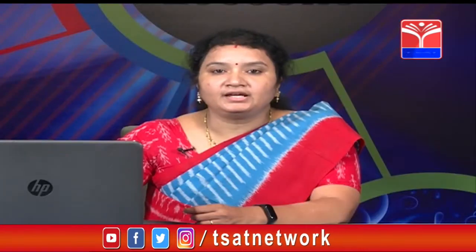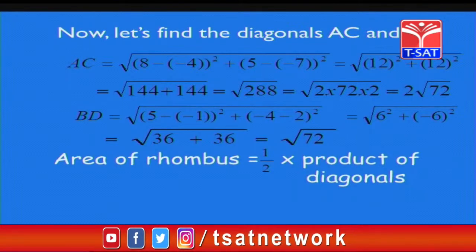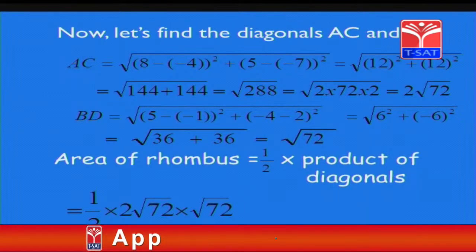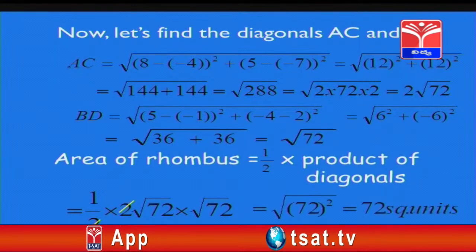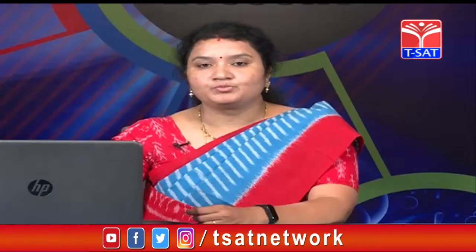So, now let us find the area. The area of a rhombus is equal to half of the product of its diagonals. I repeat the formula children, if you want to find the area of a rhombus, you have to find the product of diagonals and find half of it. So, half of 2 root 72 into under root 72, the 2 and 2 get cancelled, I am left with only under root 72 whole square, that is equal to 72 square units. Let's move ahead to another example.